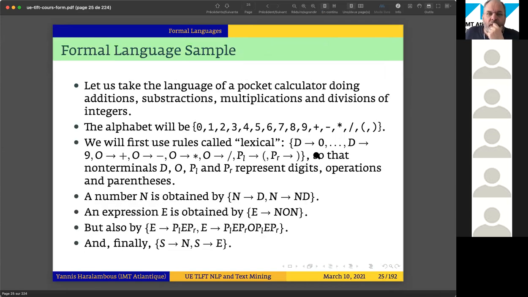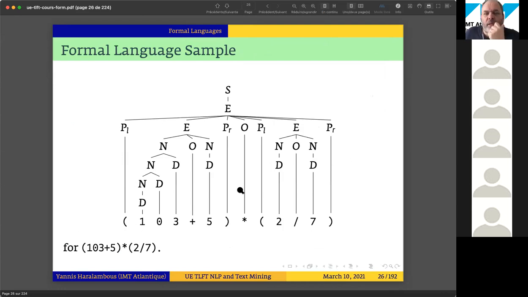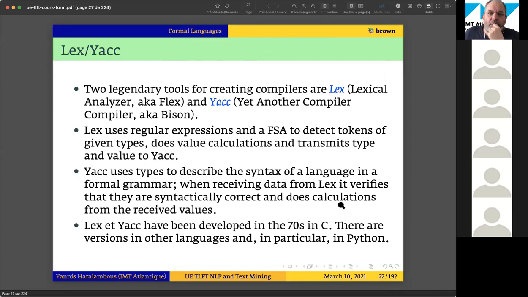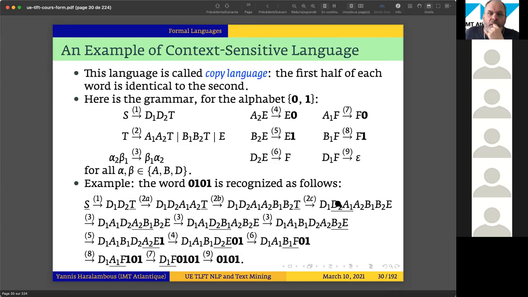Then we talked about syntax trees. We gave examples. I hope that these were motivating enough. And here I have an example of a context-sensitive language. So this is just encyclopedic knowledge, but it shows how difficult it is to define something as simple as just copying. So here, the language you are describing is a language where words are always of even length, and the first half is identical to the second half. So again, it's emblematic because it's very simple to describe for a human, in human terms, but it's quite complex for the machine.